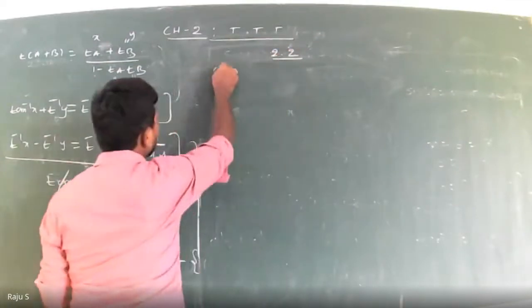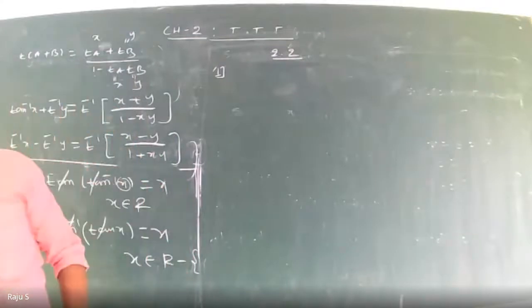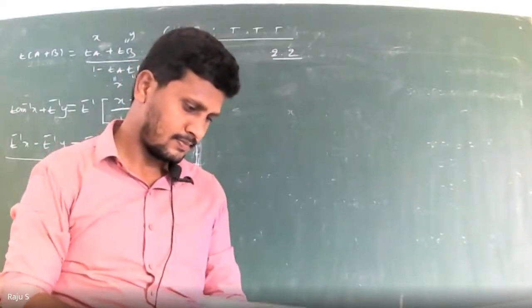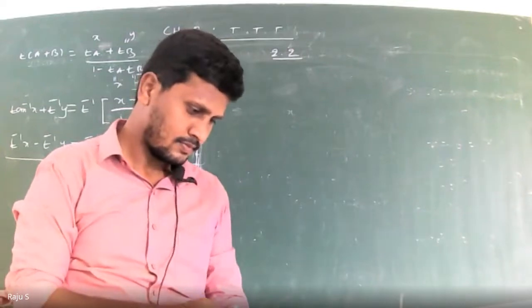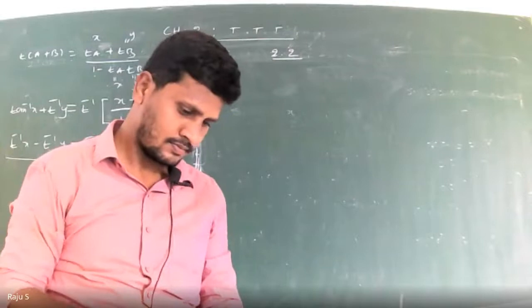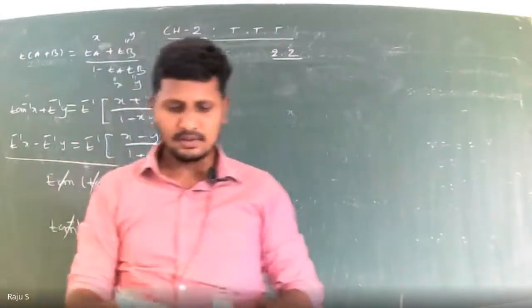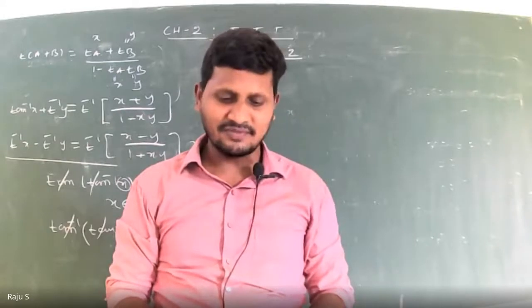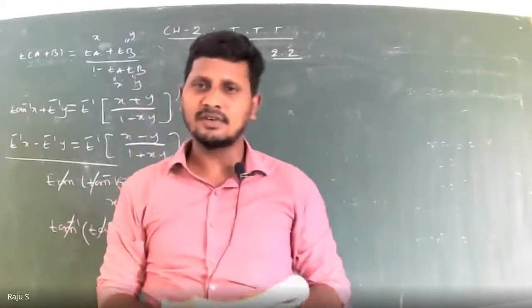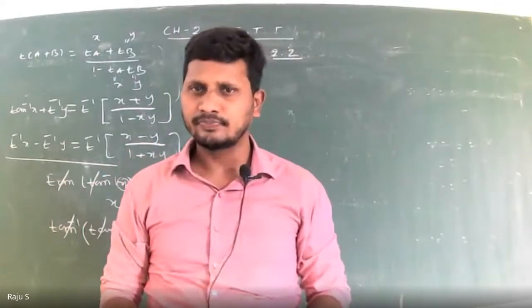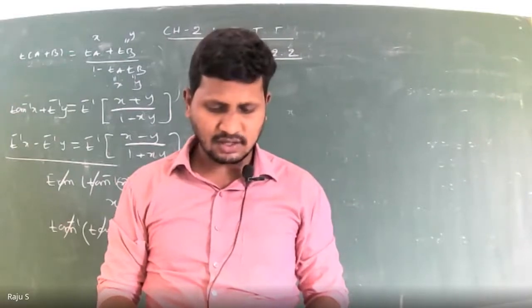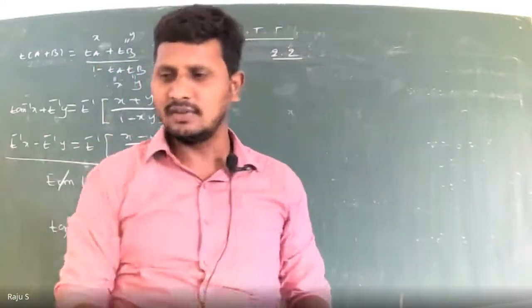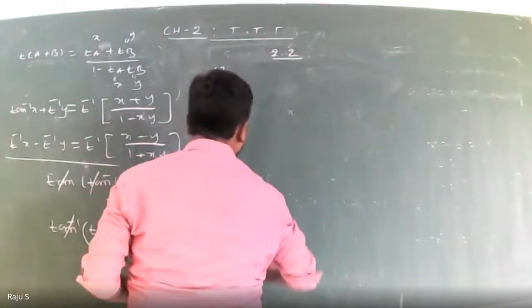Exercise 2.2. What is the first question, anyone? The first question is: prove the following. The first question is 3 sine inverse x is equal to sine inverse of 3x minus 4x cube. Already we proved that. Second question is 3 cos inverse x. That is also okay. Let us prove that second question. We could do the first one, already we proved it, once again we will do that. The second question.